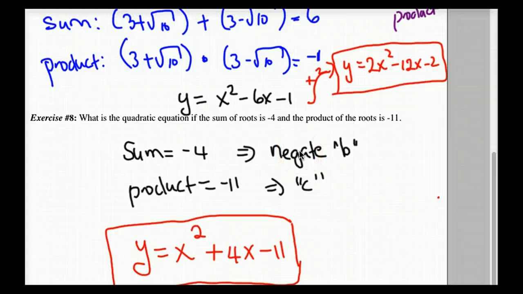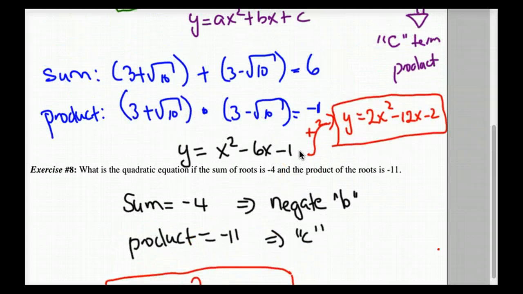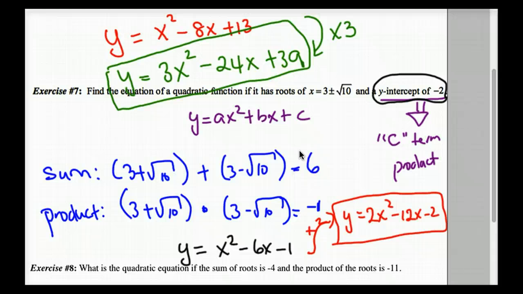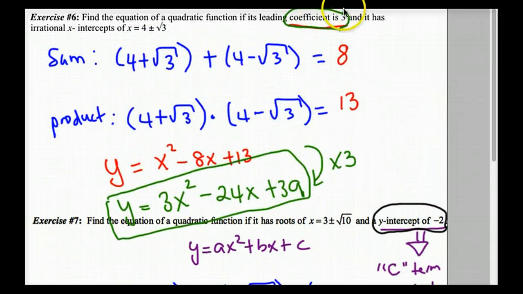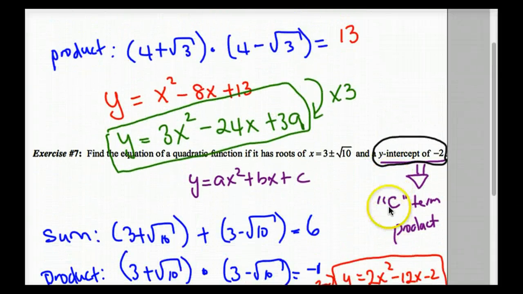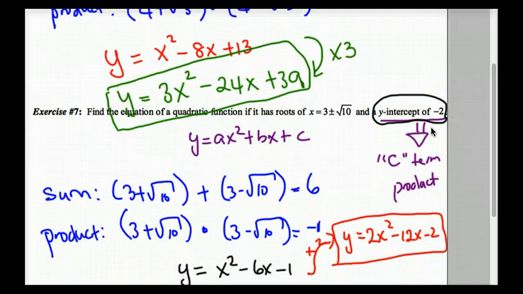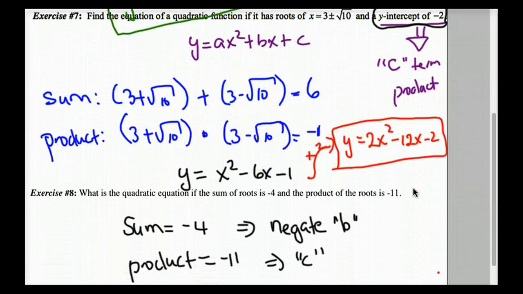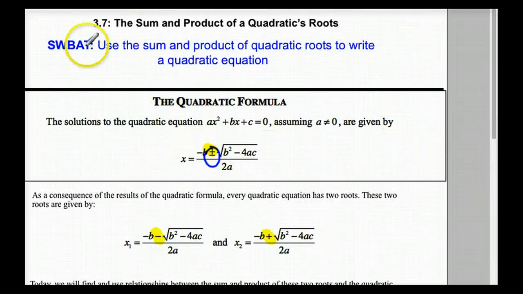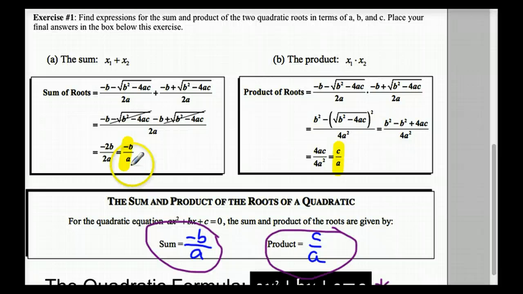All right, so my final word of advice is that you need to be careful. What is your leading coefficient, like we've seen up here? What is your y-intercept, which is your C term or your product? So remember how to find the sum and the product. Last thing to remember is that your sum is always what? Go back to your first page. Minus b over a, and then my product is always going to be c over a.